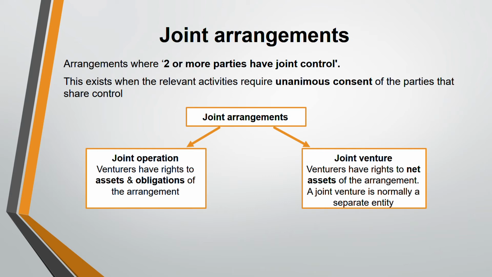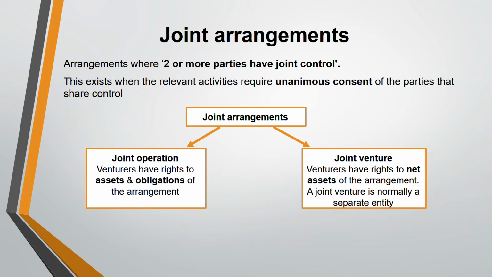Joint operation means the parties have rights to the assets and obligations of the arrangement. The difference with a joint venture is that in a joint venture the parties have rights to the net assets. Joint operation: assets and obligations. Joint venture: net assets. Another difference is that a joint operation is normally not a separate entity, but a joint venture is normally a separate entity. So these are the key differences between joint operation and joint venture that you should know. Next, how do you account for each?